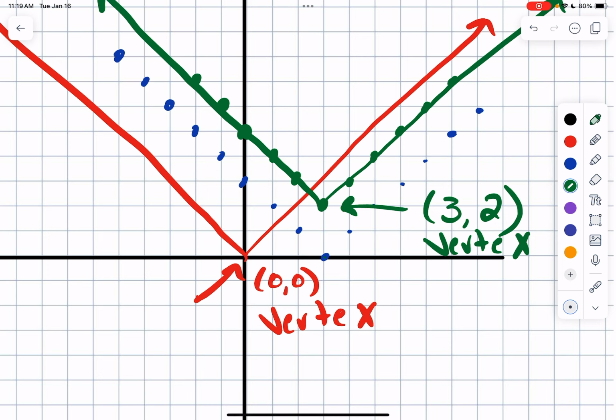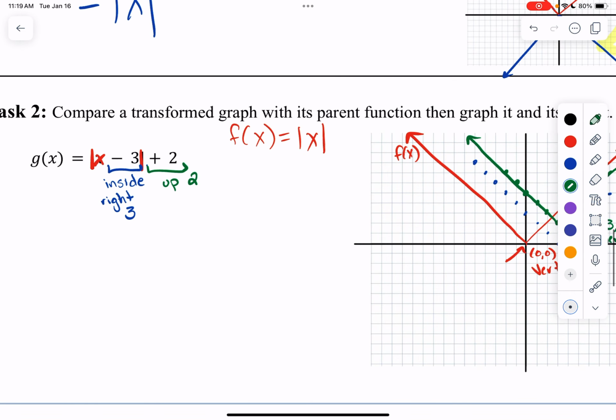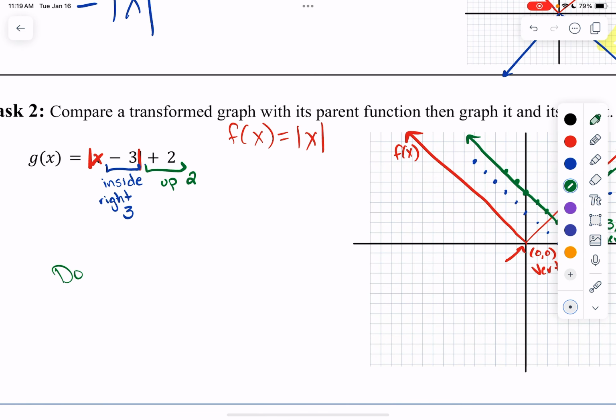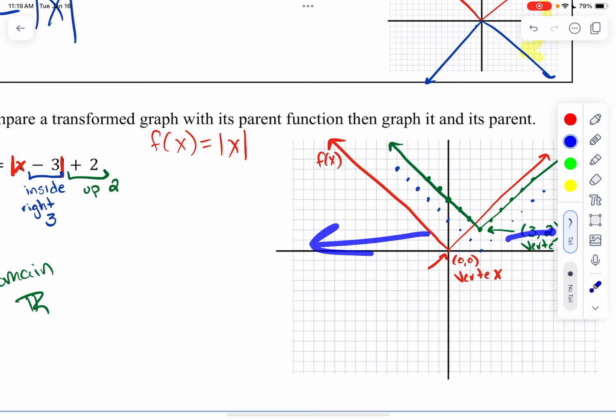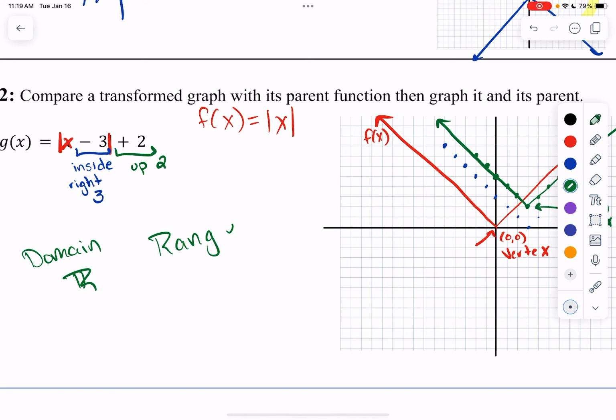Okay, so my domain is still all real numbers for this new guy. It's always nice to talk about. My new domain for this guy is still all real numbers. It still goes left and right forever. But now my range is just from 2 on up. My range is now going to be from 2 on up. So g of x is greater than or equal to 2 because of that change in vertex.